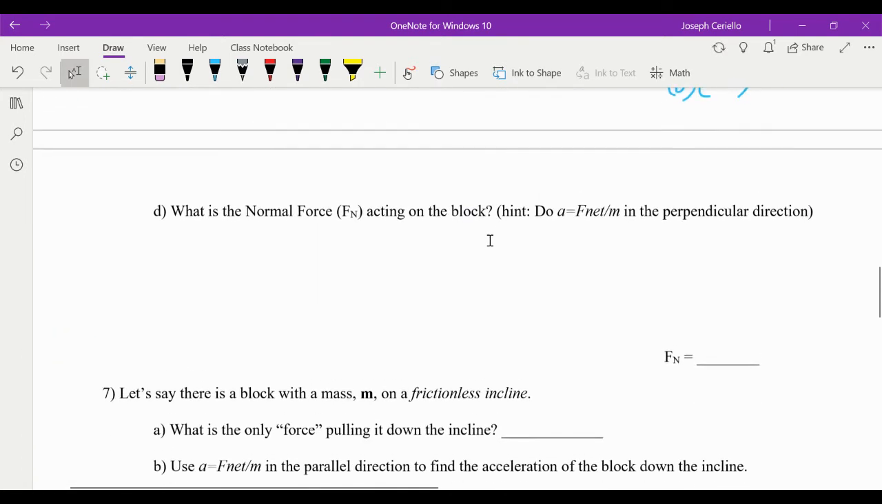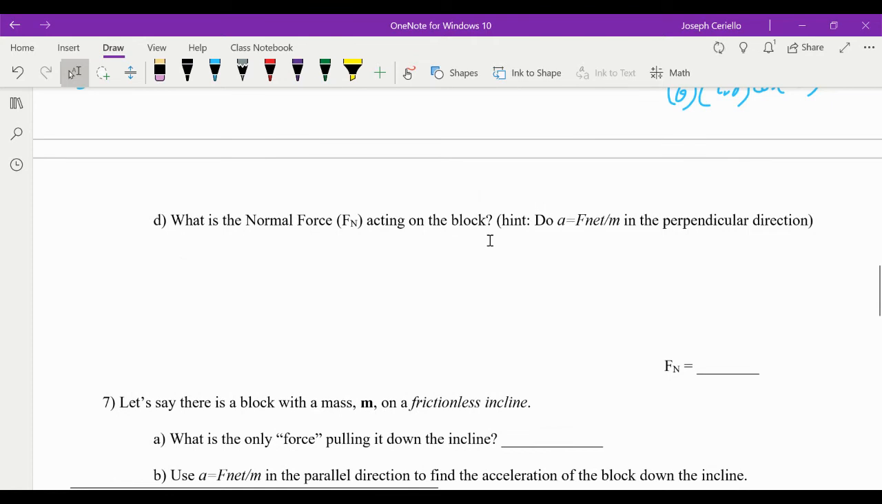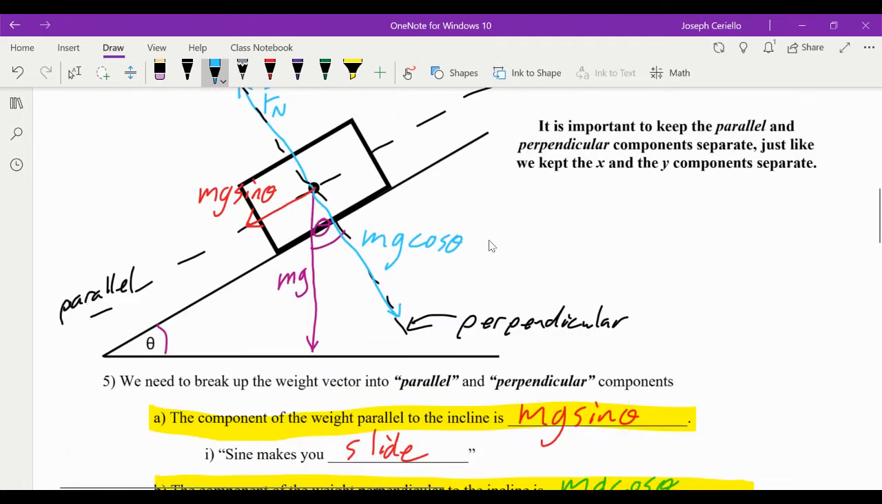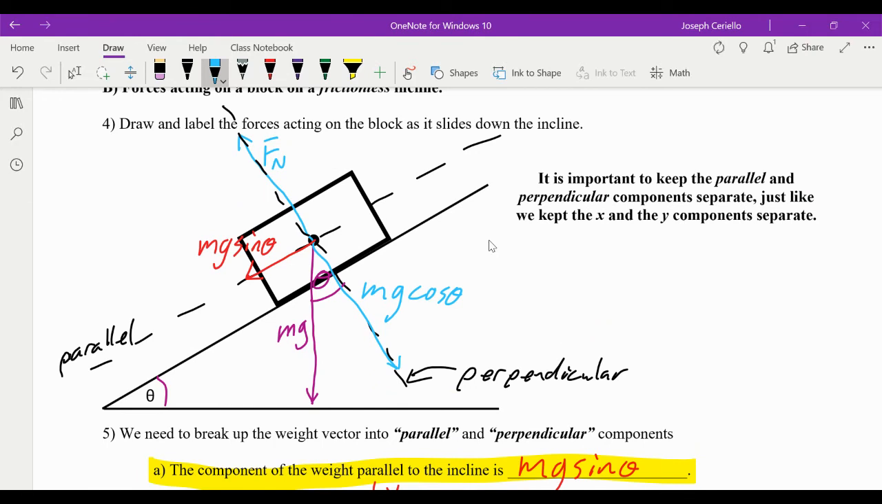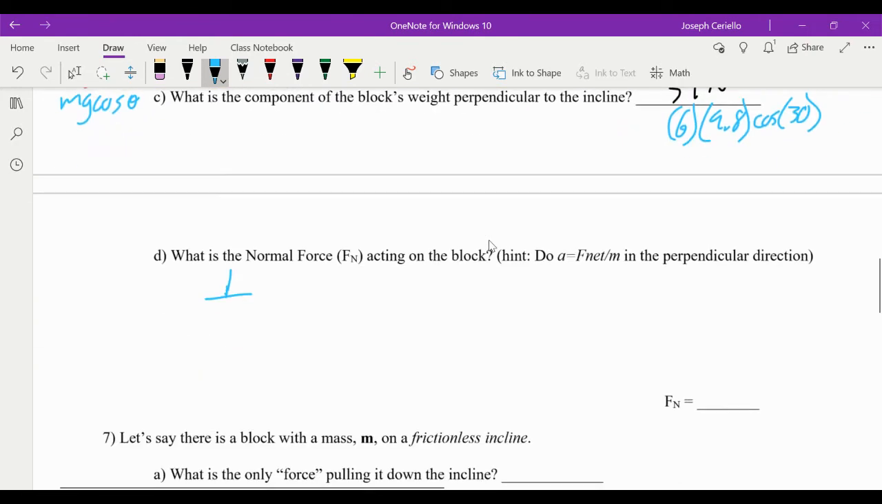All right, let's check out this next part. What is the normal force acting on the block? Hint, do a equals F net over m in the perpendicular direction. So just like x and y, we can only do our net force equation in either the x direction or the y direction at any given time. You can't do both together. Same with perpendicular and parallel, you can only do one at a time. So we're going to start with the perpendicular forces. All right, perpendicular forces. So our two perpendicular forces are normal force and mg cosine theta.